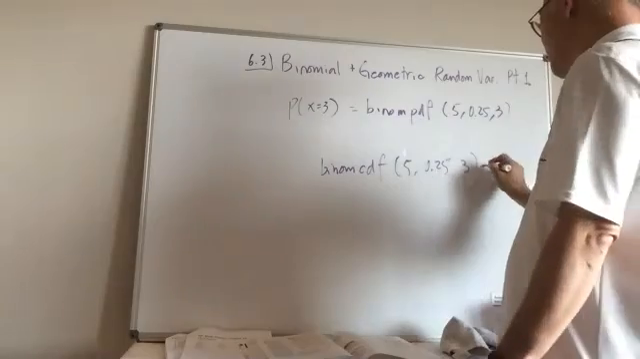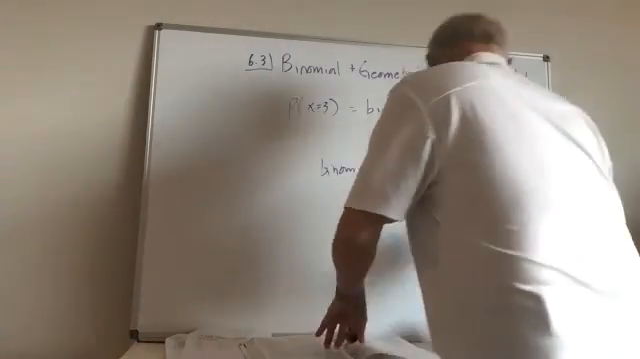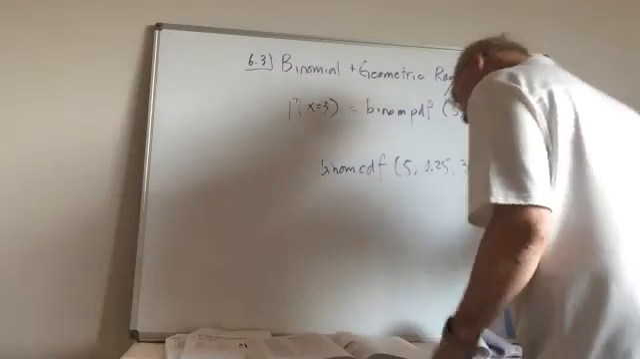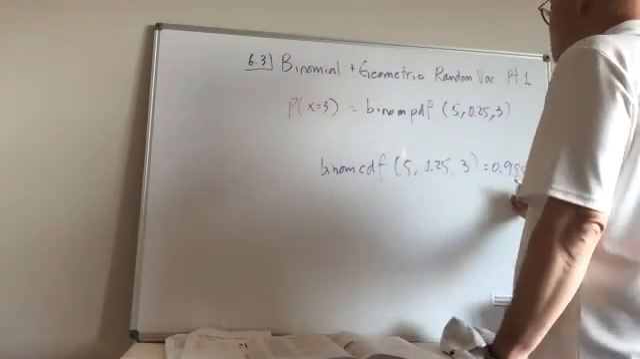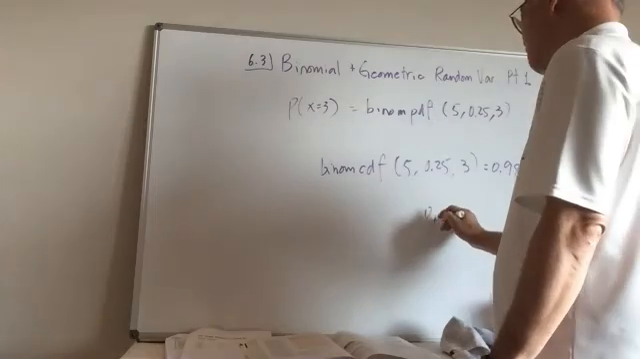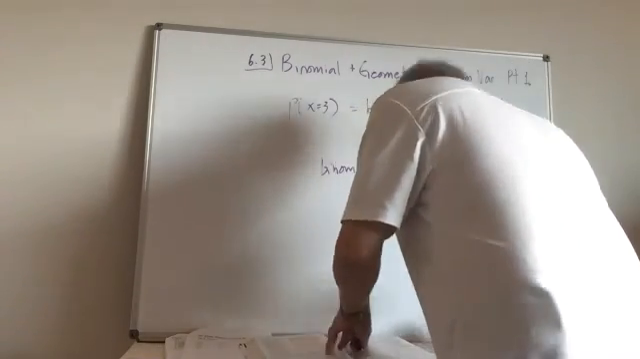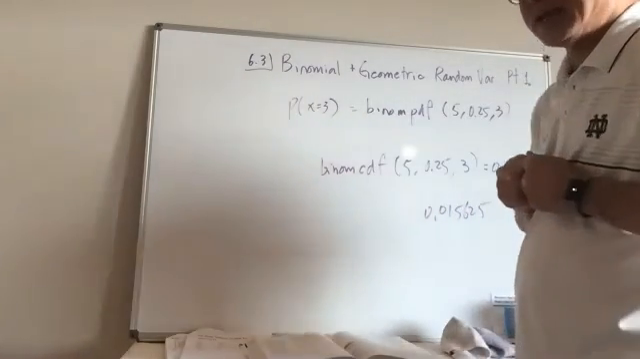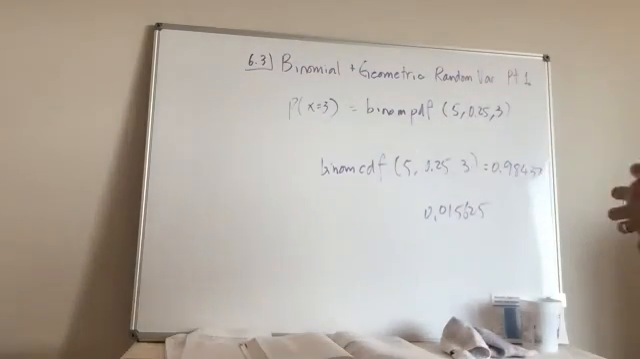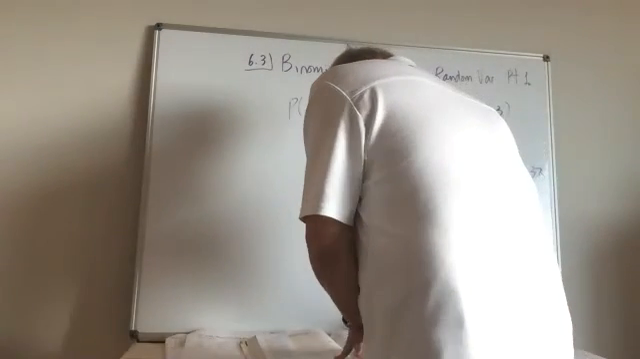So if I do this, I get 0.98 something, 0.98375. I'm going to subtract this from 1 to get the 0.015, whatever we got last time, right? 625. Everybody understand that? Everybody understand why I'm subtracting that from 1? Okay. All right, so that's how that goes.